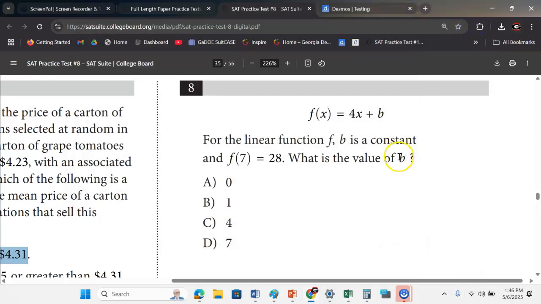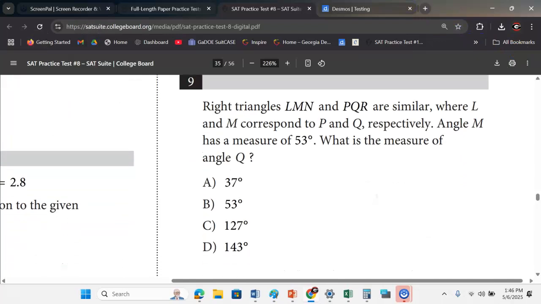Okay. Number 9, right triangles LMN and PQR are similar, where L and M correspond. Correspond means the same location to P and Q respectively. All right, angle M has a measure of 53 degrees. What is the measure of angle Q? All right, M and Q, if you'll notice, are both in the middle, so that means they correspond.